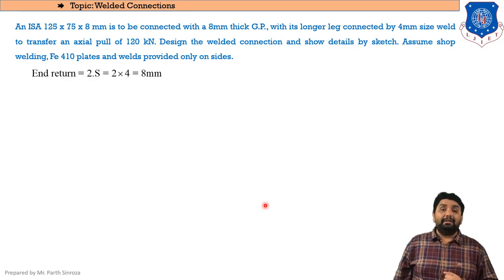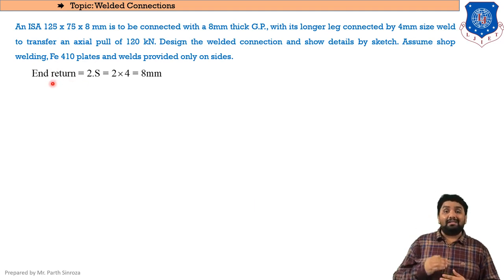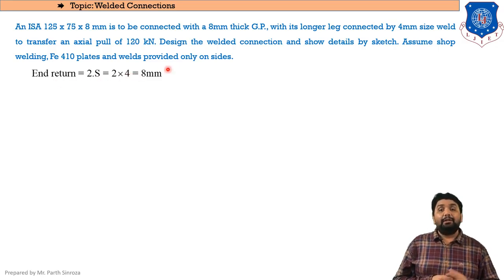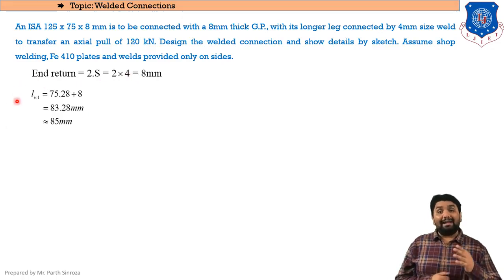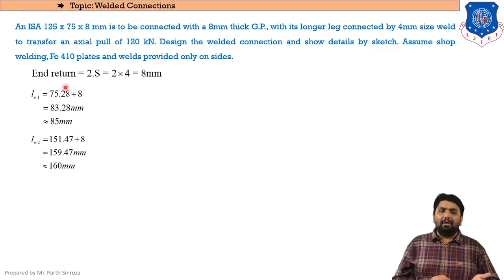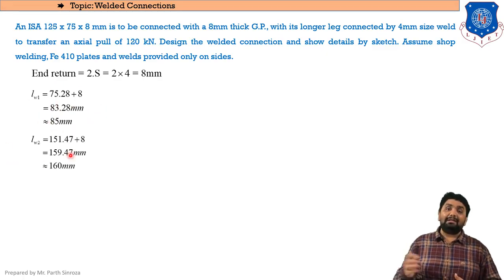Now how to mention it in the figure? But keep in mind one thing is remaining. As we have provided the welds only at the sides, it is mandatory for us to provide end returns. Clear? So in this case, as the size of weld is 4, the end return will be 2 into 4, that is 8 mm. So the total LW1 will be 75.28 plus end return 8, which comes out to be 83.28. Rounding it off, we get 85 mm. And similarly, LW2, after rounding it off, comes to 160 mm. So this will be our final length on the upper side and lower side.